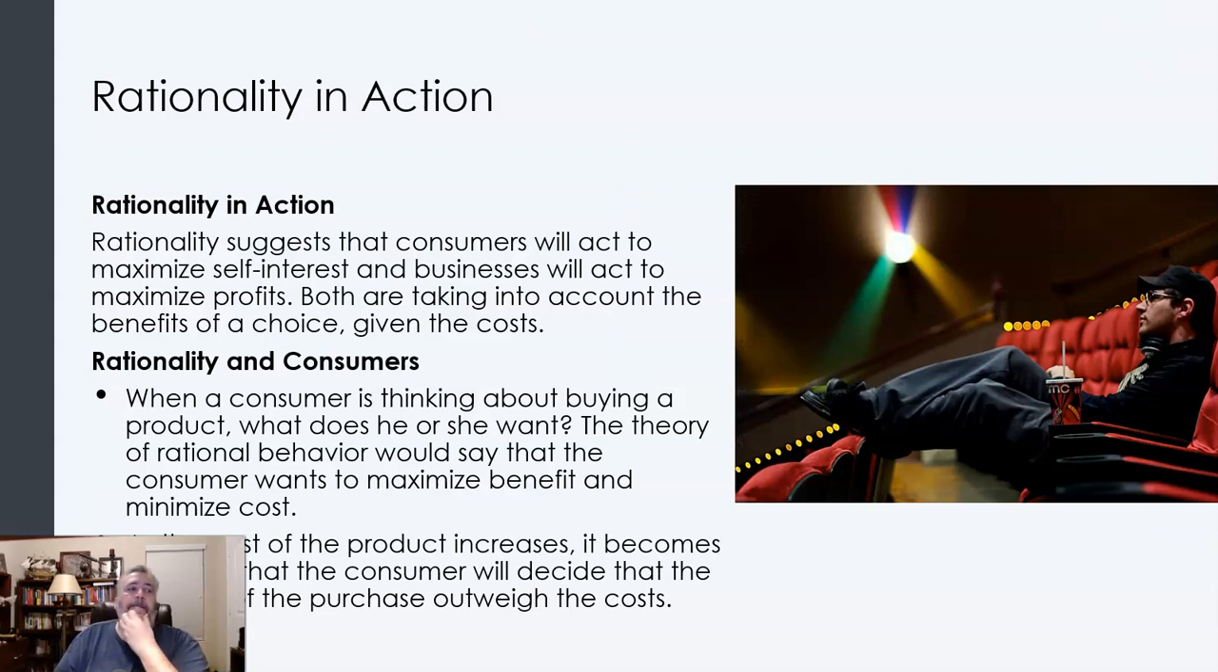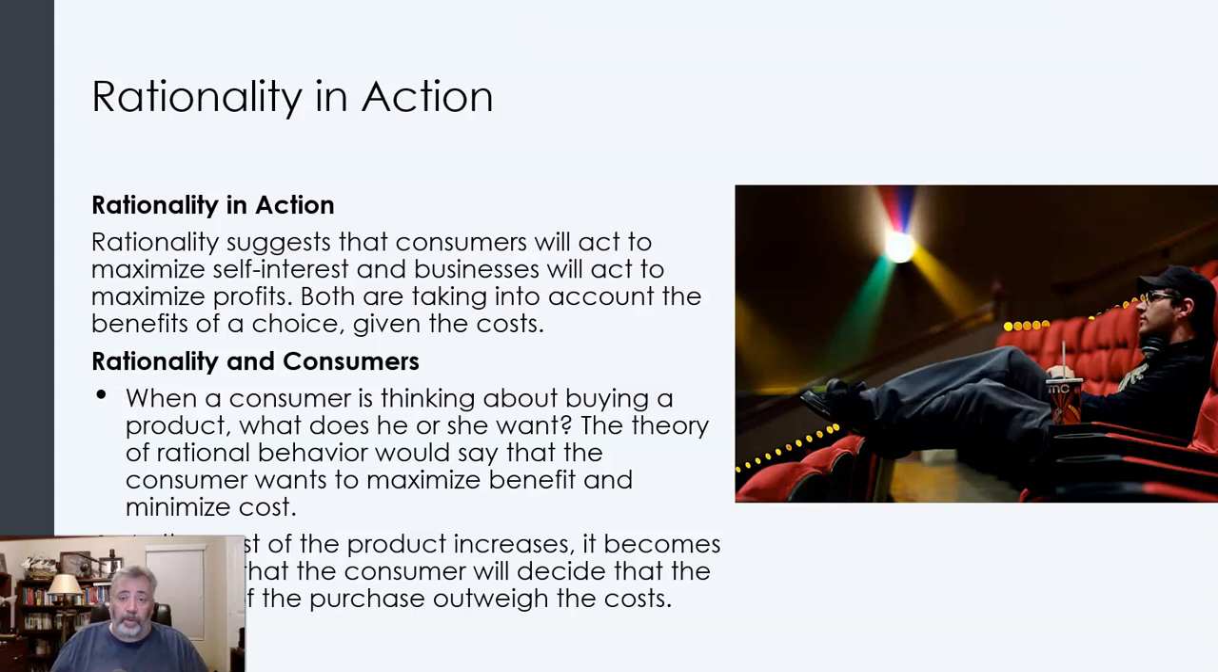Okay. Now, let's put this in action. Again, rationality suggests that consumers are going to act to maximize their self-interest. Right? They're going to buy the things that give them the most satisfaction. In economics, we call that utility. We'll study that more in microeconomics. That's not really a macro thing, because in macro we're not looking at a consumer. We're looking at every consumer altogether.